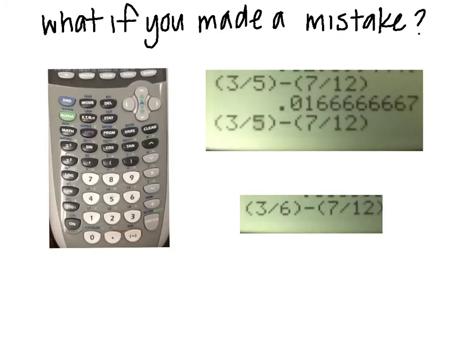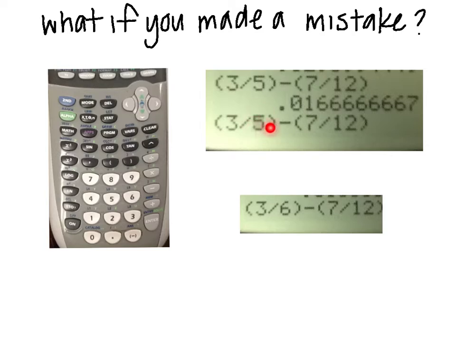I don't know about you, but sometimes when I'm using my calculator, I rush and I make mistakes. So the problem I want to go through here is that I brought up that 3/5 minus 7/12 again, and I got that answer. And then what if I looked at my homework and realized, shoot, I was actually supposed to do 3 divided by 6 instead of 3 divided by 5. What we can use is the second enter button, and it gives me my previous entry. So whatever my previous entry was will show up.